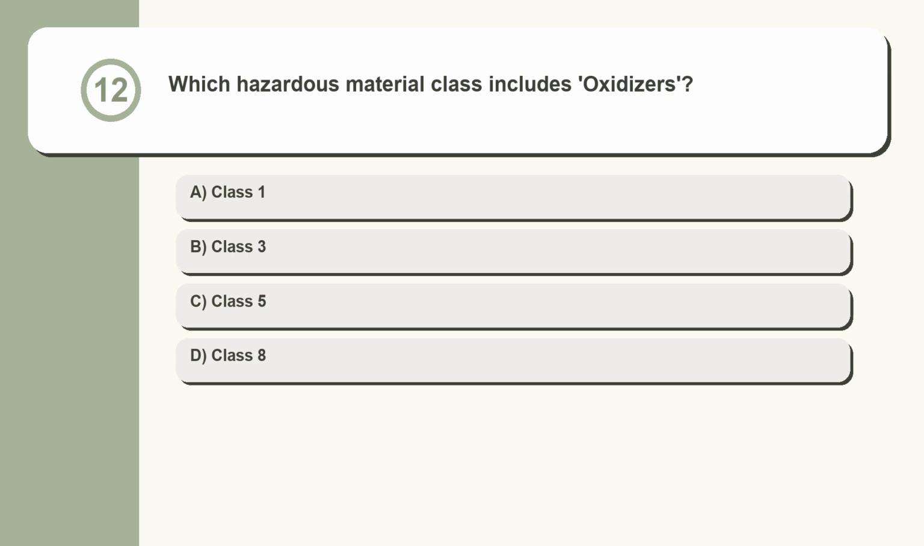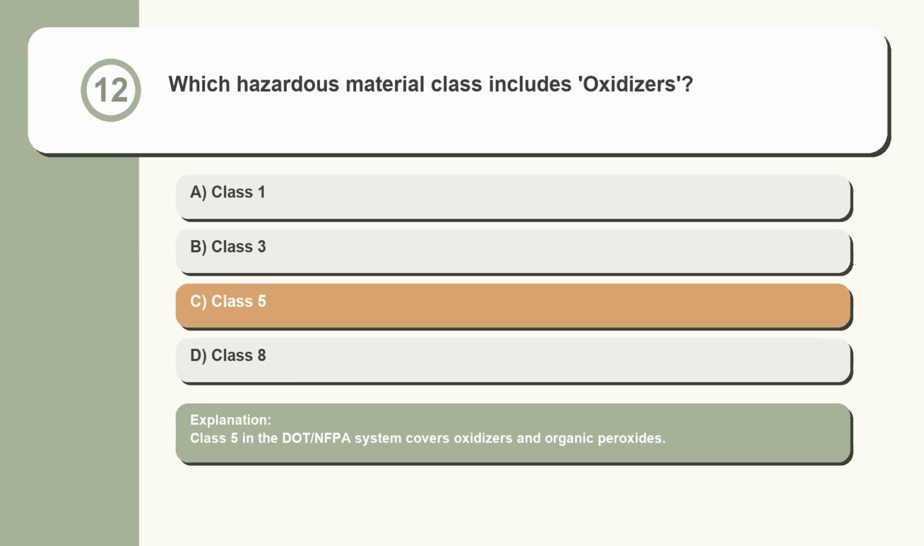Question 12. Which hazardous material class includes oxidizers? Class 1, Class 3, Class 5, Class 8. Class 5 in the NFPA system covers oxidizers and organic peroxides.